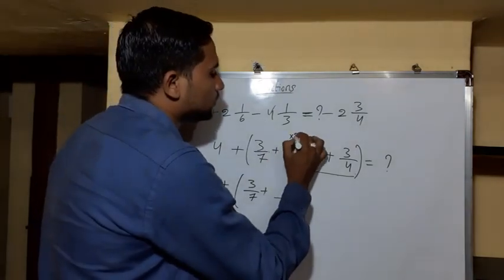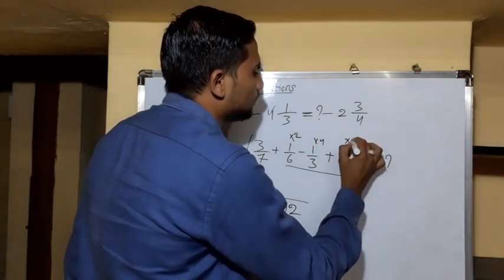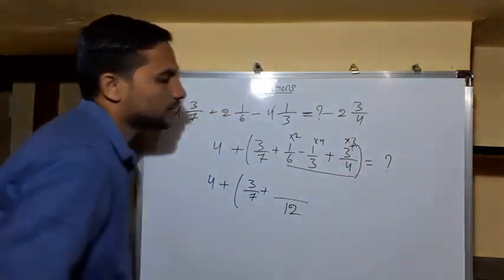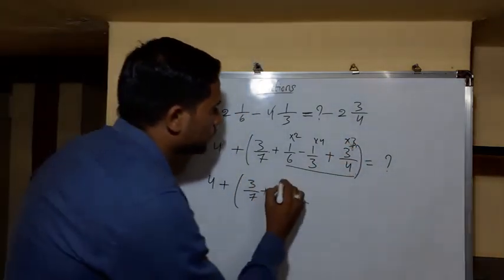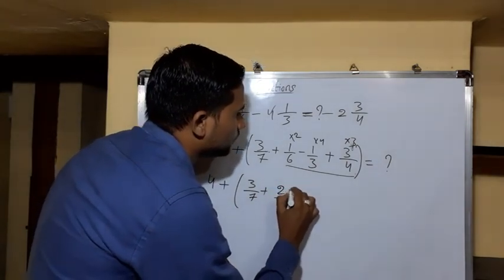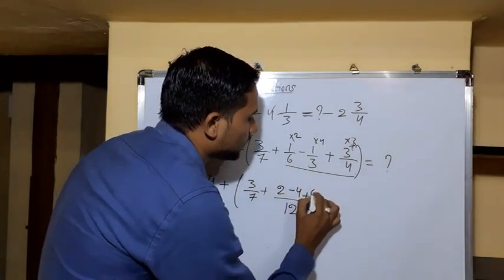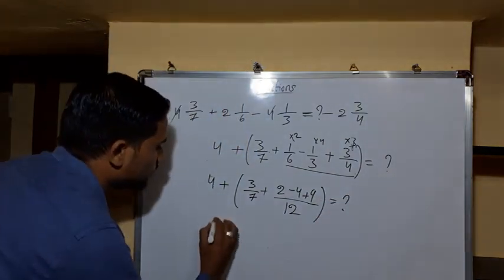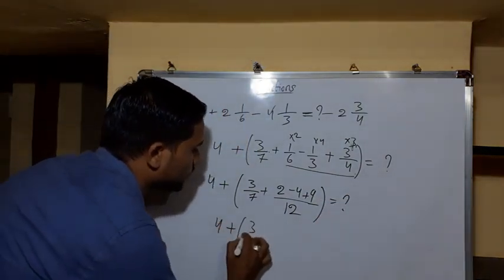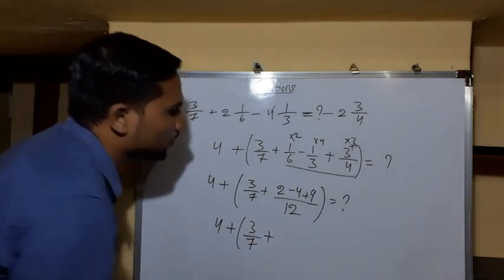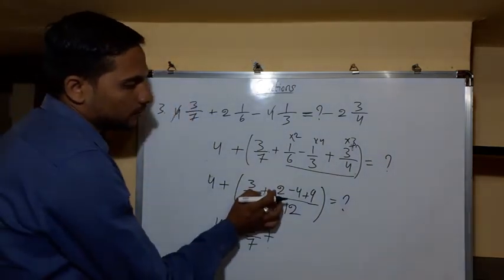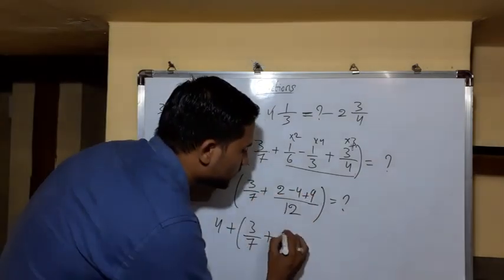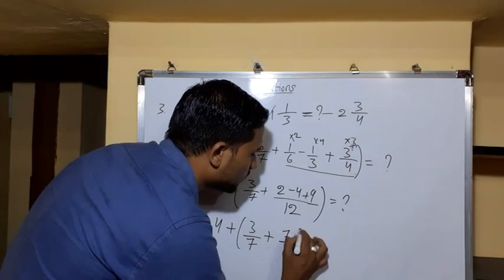So it is 6 twos, 3 fours, 4 threes. Right? So now do the simplification. 2 minus 4 plus 9 is equal to what? So 4 plus 3 by 7 plus, see, plus 2 plus 9, it is plus 11 minus 4, it is 7 by 12.